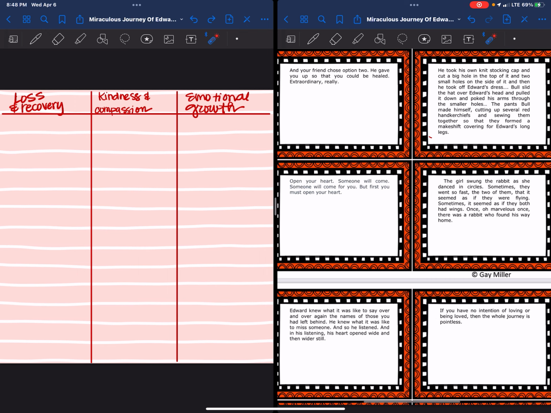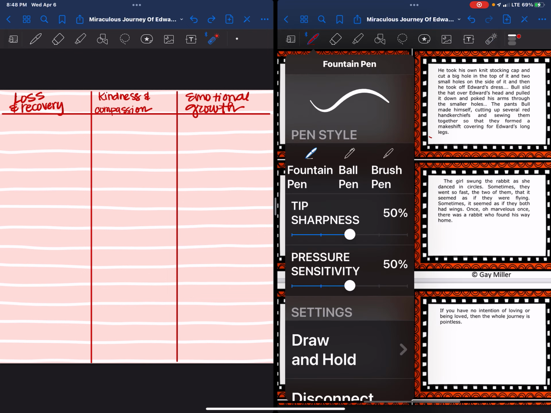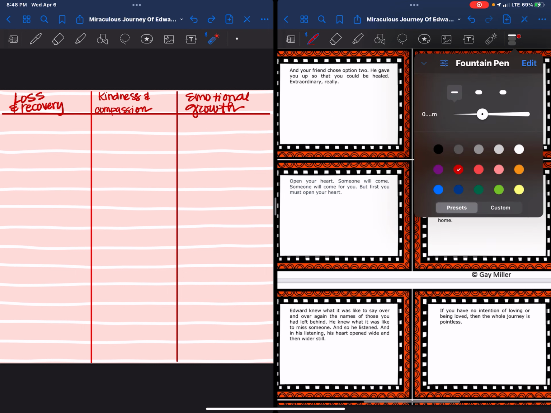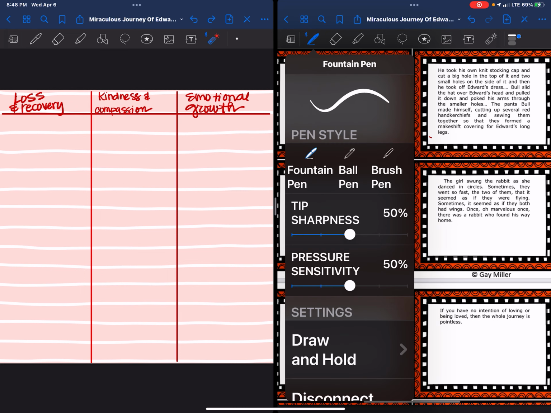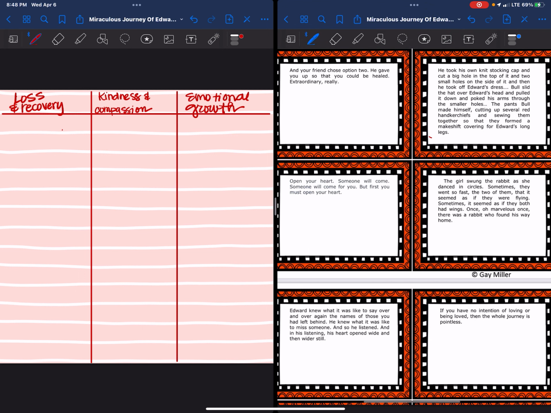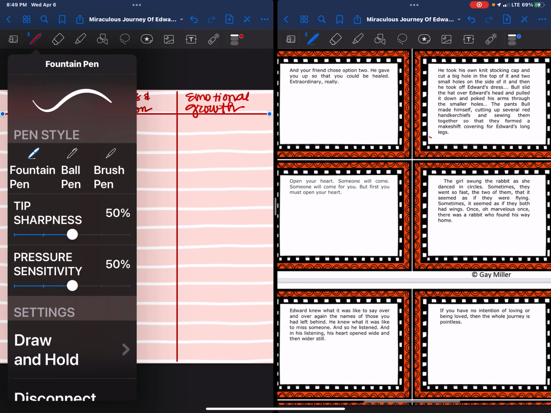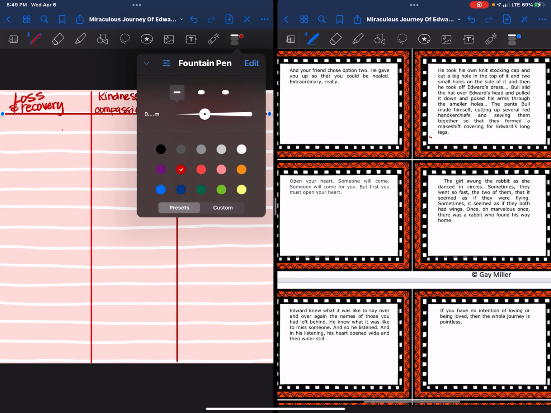And your friend chose option 2. He gave you up so that you could be healed. Extraordinary, really. To me, this does not show, let me change my ink color, this does not show loss and recovery. It doesn't show loss and recovery because there's nothing being lost here. And it doesn't show emotional growth. It's not really talking about emotional growth. Rather, it shows kindness and compassion.